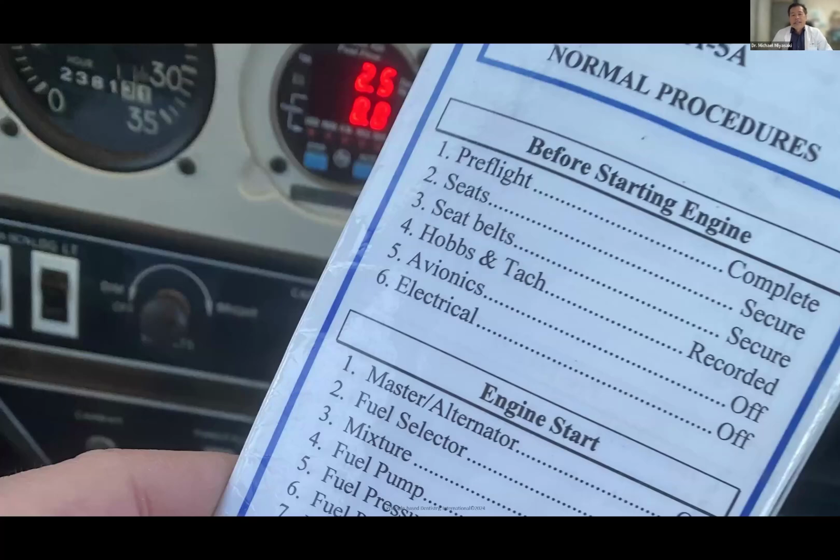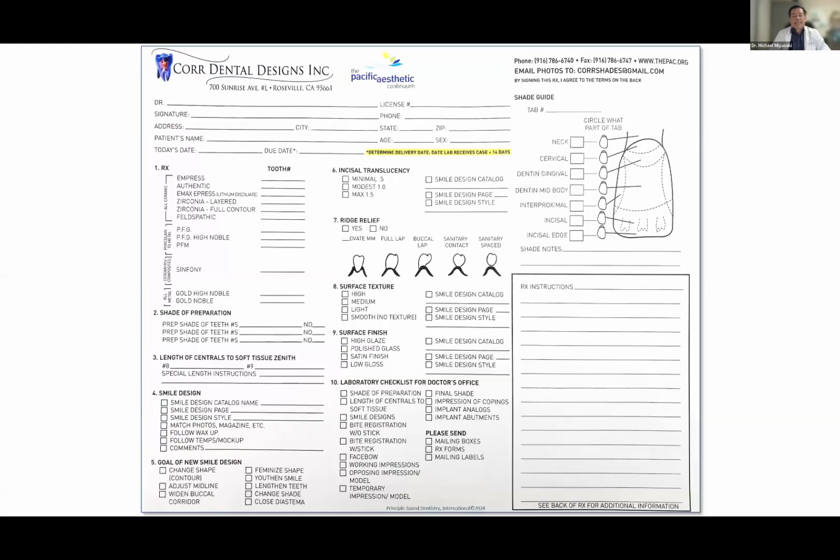When I do an aesthetic case, I want to have a checklist. If I go fly a plane, I have my checklist, with all the steps I need to go through before we start the plane up. One of the things I like with the checklist that I get from the lab that I use here is that it's very systemized. The first thing they ask is, what kind of materials do you want to use? Is it going to be gold, zirconia, porcelain, Emax, or anything in between?